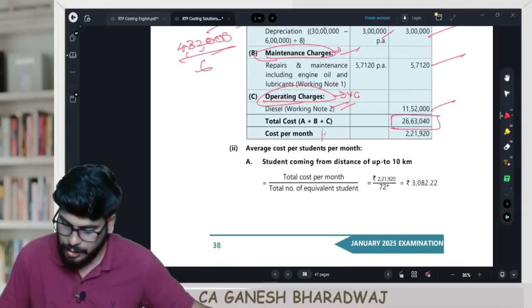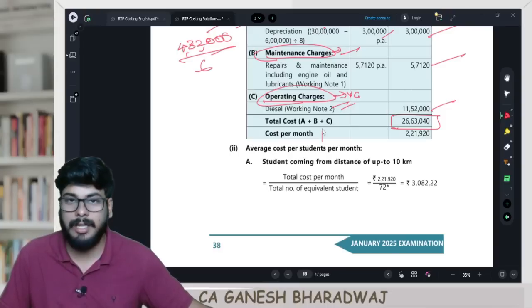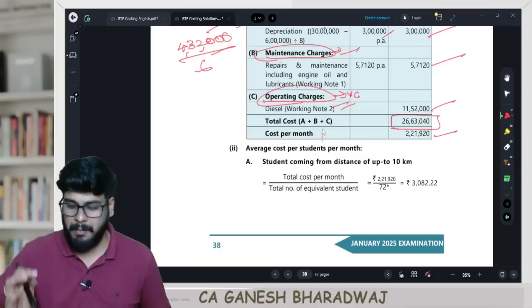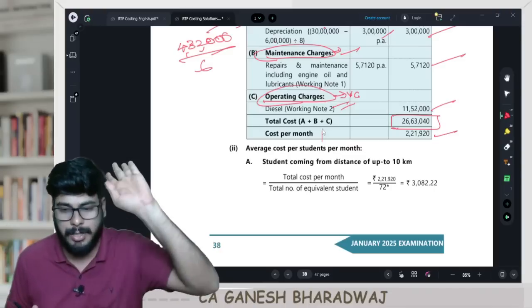So the total cost is going to be 26,63,040. That's going to be the annual cost. You divide it by 12. So the per month cost of operating one bus is going to be how much?